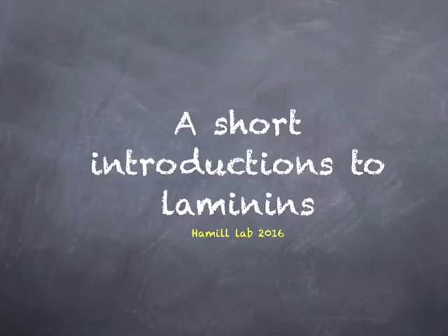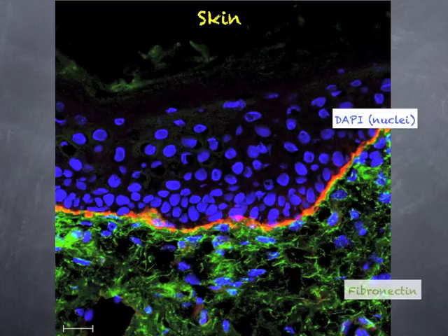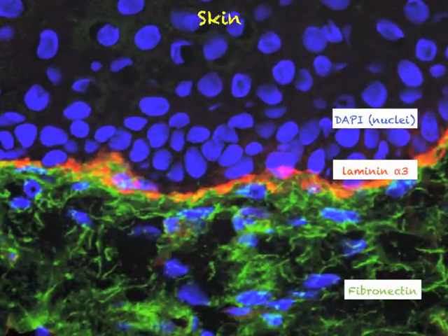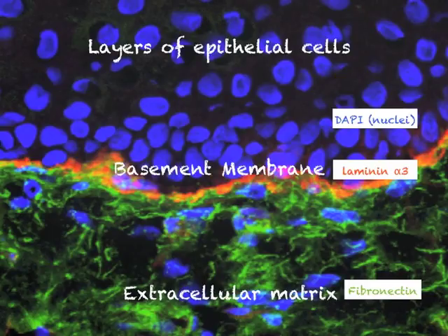Welcome to a very short introduction to laminins. First, some context. This is a skin section where we've stained the nuclei in blue, fibronectin in green, and our favourite protein, laminin alpha 3, in red. And what you're seeing are layers of epithelial cells sitting on top of an extracellular matrix at a specialised region of matrix termed the basement membrane.